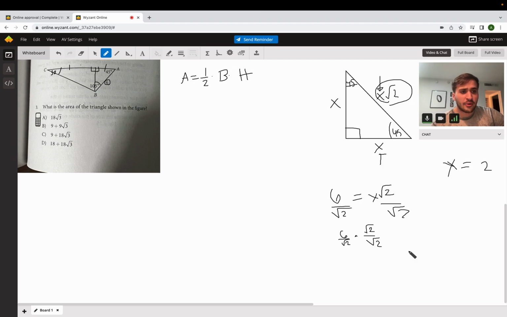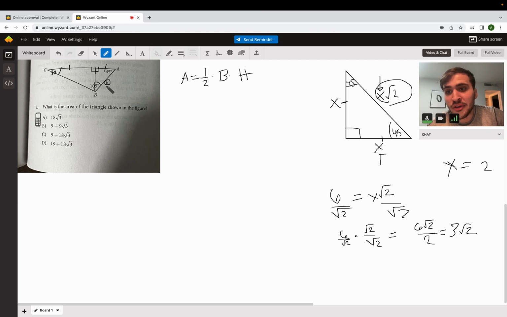So what is radical 2 times radical 2? That's going to be radical 4. And if you simplify it, it's going to be 2. So we have 2 in the denominator, and we have 6 times radical 2. If we simplify this, this becomes 3 radical 2. So this is fire. We now know that the base, or this one right here, and the height are equal to 3 radical 2. How did we figure that out?